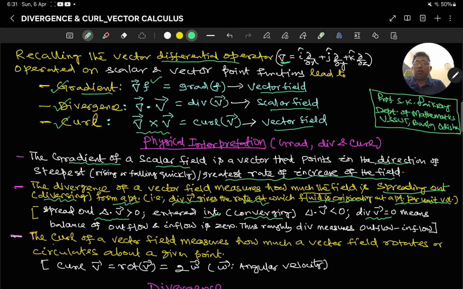Now coming to the curl of a vector, the curl of a vector field measures how much the vector field rotates, or circulates about a given point. So curl means the rotational aspect of the vector. Later on we will see that's why curl is also known as rotation of V. Curl V is twice the angular velocity of this rotation. I will discuss that later on.